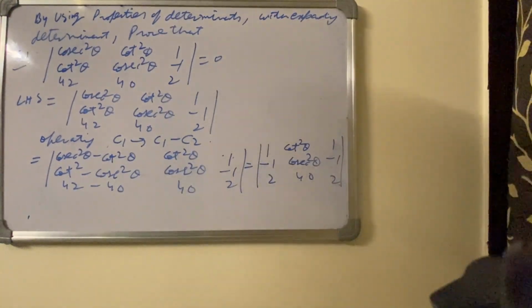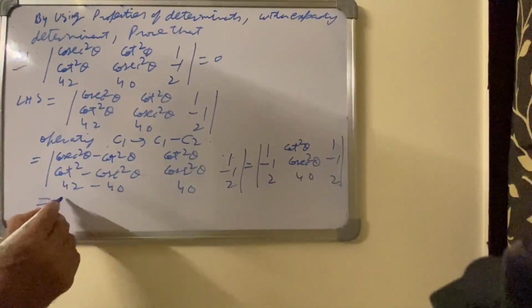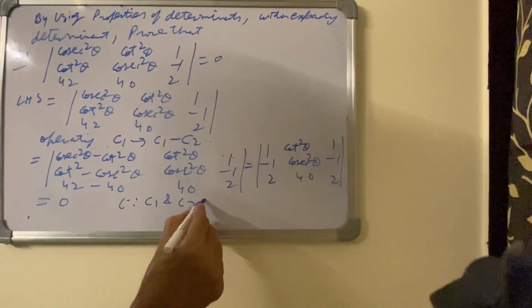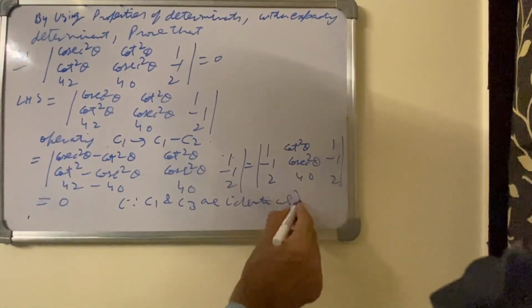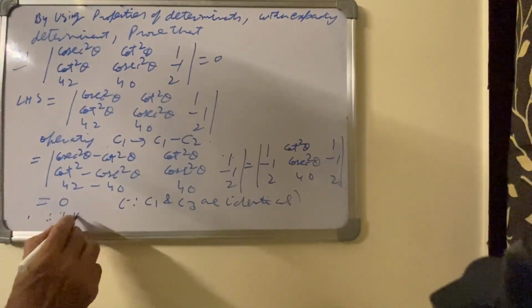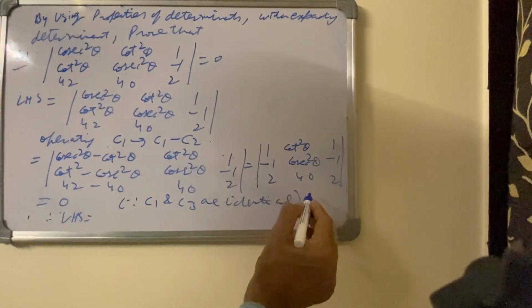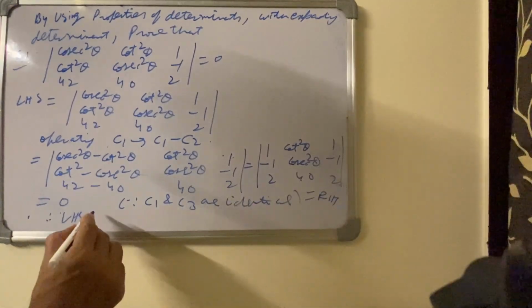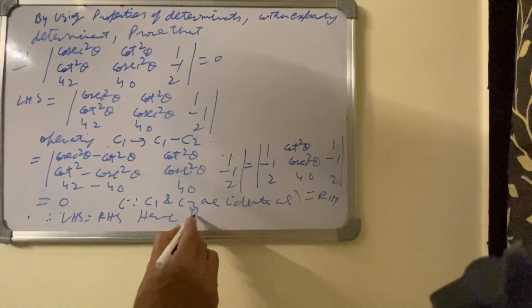Now since columns C1 and C3 are identical, its value is 0. So left hand side is equal to right hand side, as proved.